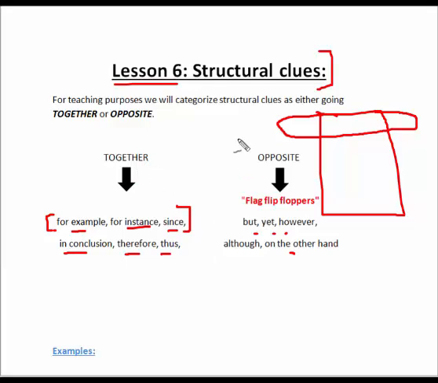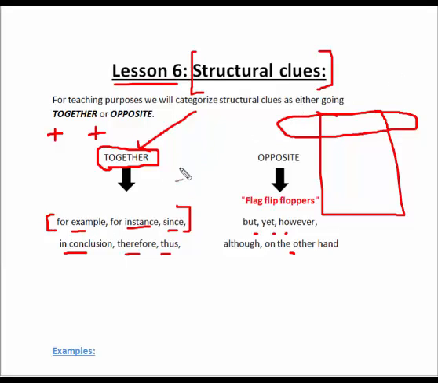If you look over here, we can break down all of the structural clues into 2 different groupings. The first grouping here is structural clues that I consider to be together. That means the author is staying in the same direction. If we say something positive, then we will continue in the next sentence being positive. Notice that I'm using the good stinky rule.